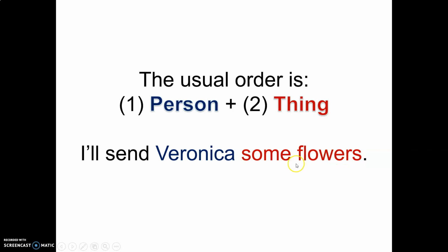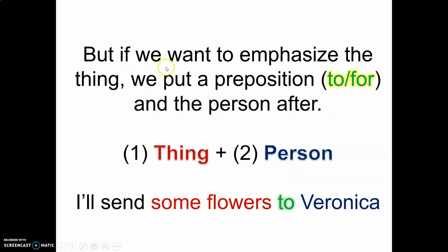Could I say the opposite? Yes, you can say the opposite. And why would I say the opposite? Well, you would say the opposite if you wanted to emphasize the object itself, okay? So when you want to give emphasis to the object, you're going to put a preposition. It could be to or for. So some verbs we're going to use to, and other verbs we're going to use for. And then you're going to put the person after that. So you're going to invert the order. Now, the object comes first and the person comes later. So I'll send some flowers to Veronica. So I'm giving emphasis on whatever I gave her, which are the flowers in this case.